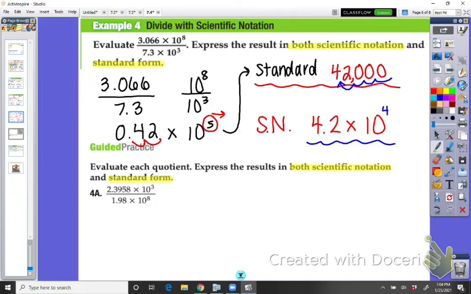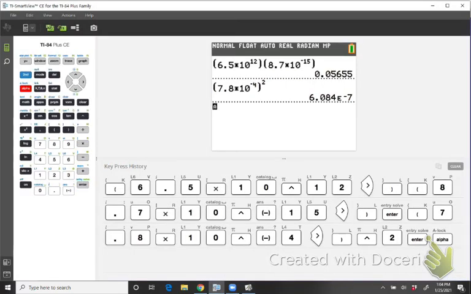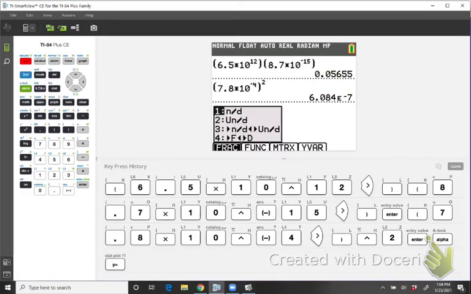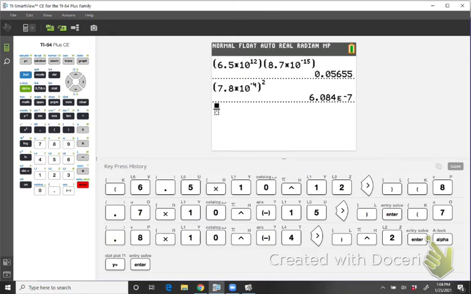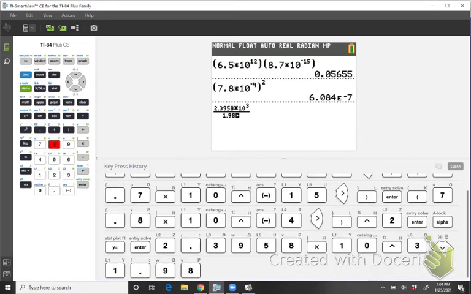And then on the calculator for 4a, if we go back here, we can type it exactly how we see it. We're going to make a fraction first. So alpha y equals, n over d. We'll type the first one, 2.3958 times 10 to the 3rd. That's the numerator. The denominator is 1.98 times 10 to the 8th.